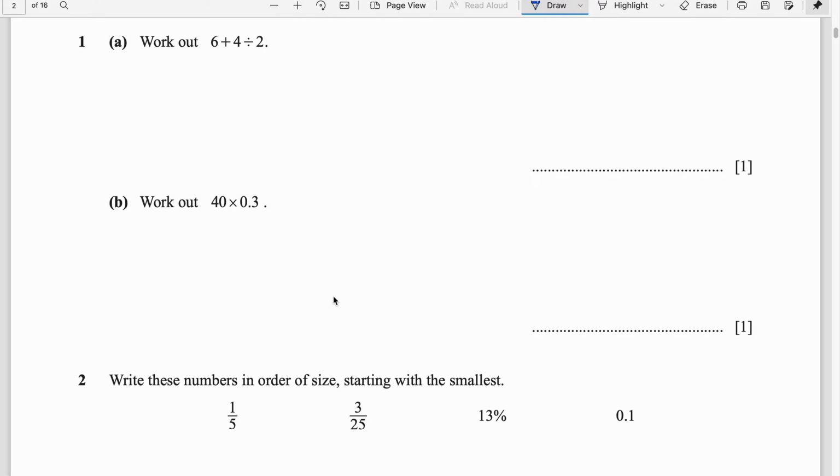Question number 1. Work out. So this is 6. 4 divided by 2 is 2. 6 plus 2 is 8. Part B says 40 times 3 by 10. So that is 12.